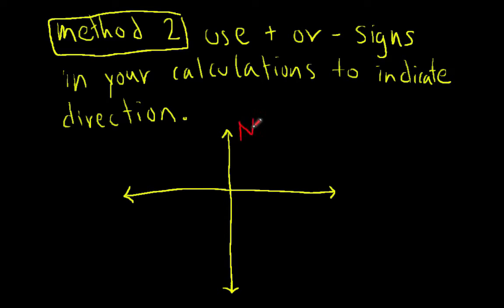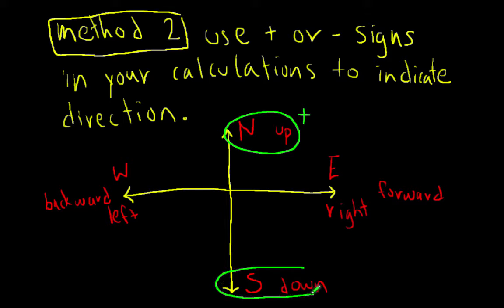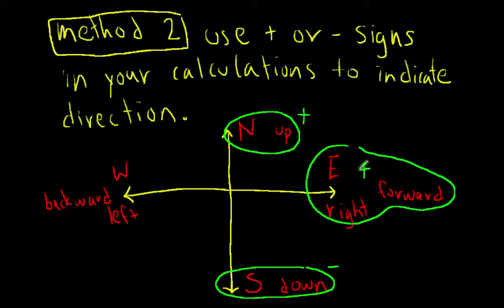Now, north is the direction that's up and south is down, east to the right and west to the left. We can also say east is a forward direction and west is a backward direction, for now. North and up are positive. South and down are negative, just like the positive and negative y-axis. East, right, and forward are positive. West, backwards, and left are negative.